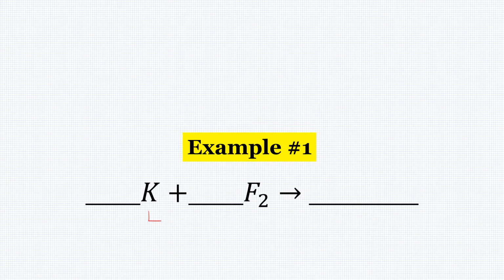So for these reactions, we have potassium and we have fluorine. Potassium has a charge of positive 1. It's a group 1 cation. And we have fluorine, which has a charge of negative 1. It's a group 7 anion. So when these combine, they're going to form potassium fluoride. How do I know it's going to be potassium fluoride? We have an F2 here. We have a fluorine 2. So how do we know that this is going to be just potassium fluoride?